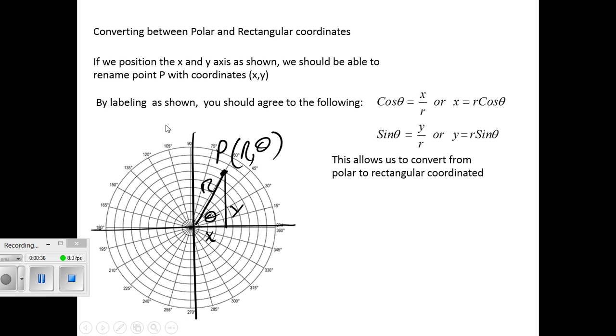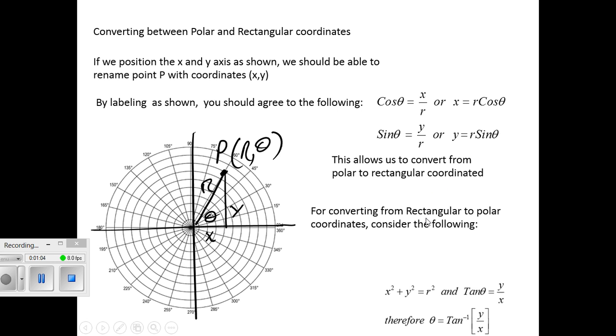And we know that through the simple right triangle relationships, cosine equals x over r, so therefore x is equal to r cosine theta. The sine is equal to y over r, so y is equal to r sine theta. That's a set of conversion formulas in going from polar to rectangular.